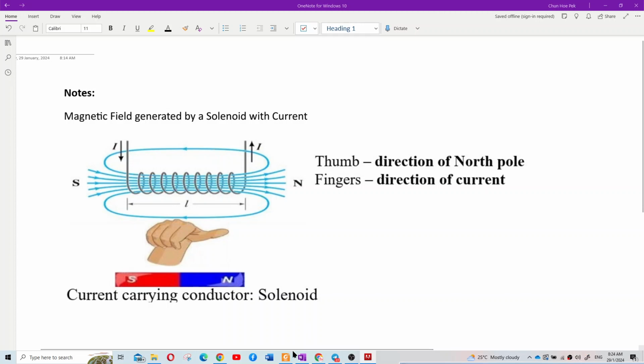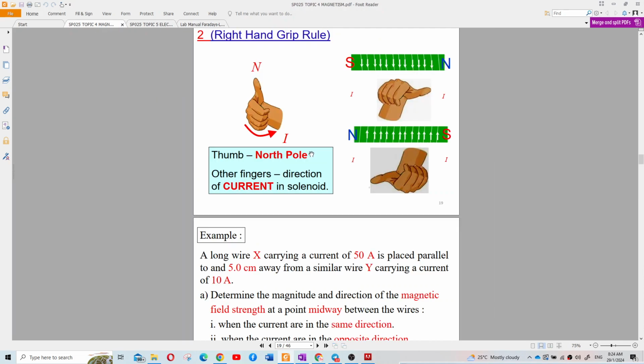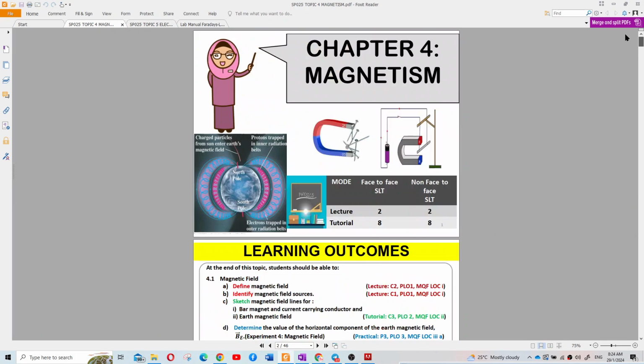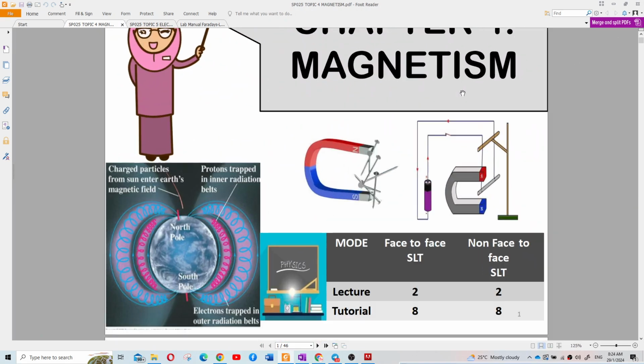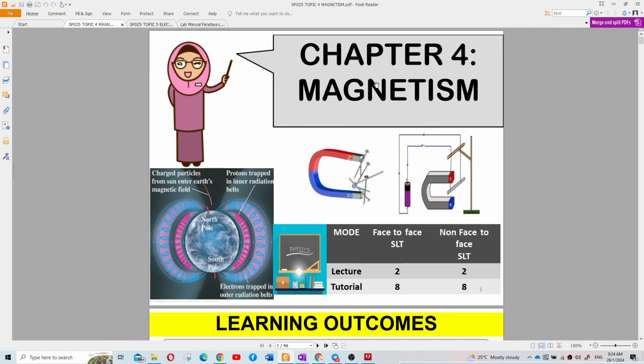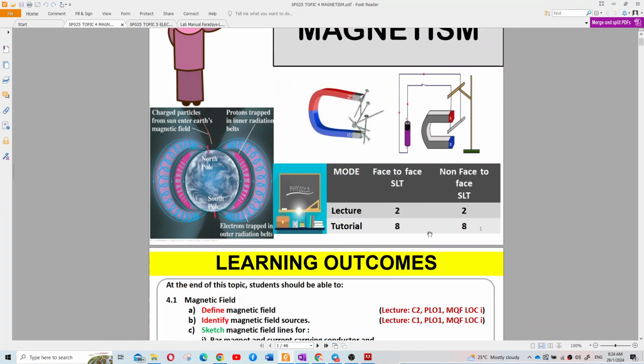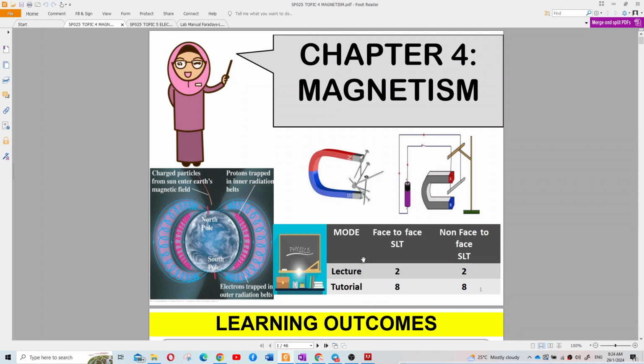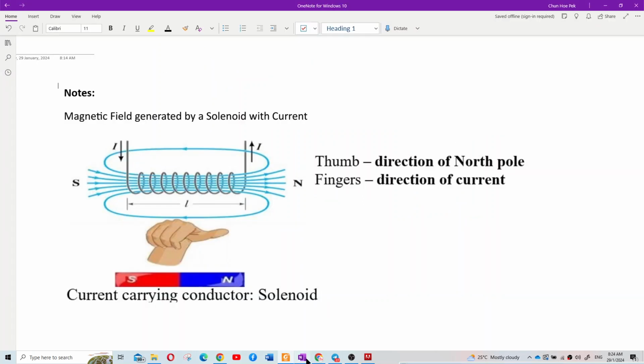So I will begin with chapter 4. Chapter 4 is about magnetism. Okay, so I will straight away go to here.